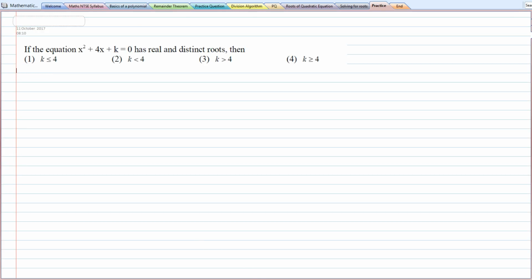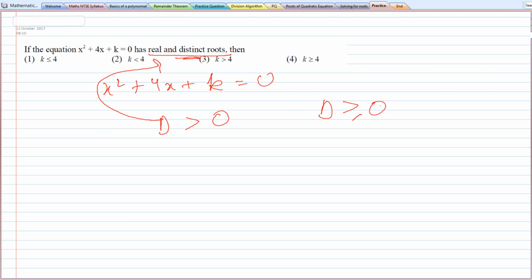So the answer is B, I guess. First, let's try it out. So x square plus 4x plus k is what we have. It is given that D is greater than 0. How is it given? Since it has real and distinct roots. Mind it, it has distinct roots as well. This means that we cannot take D equal to 0.